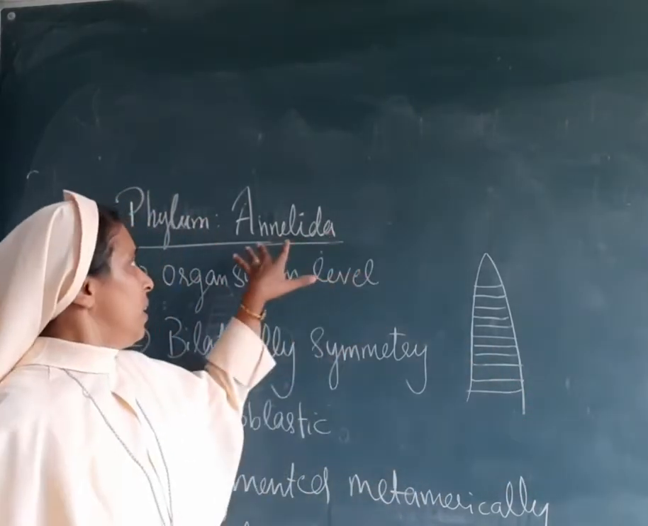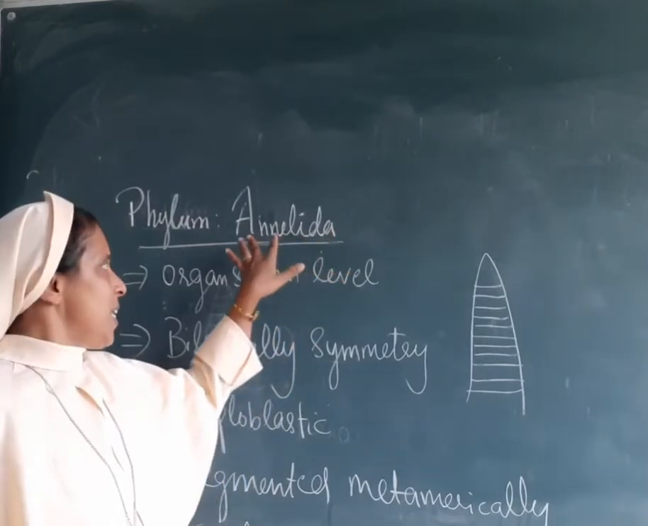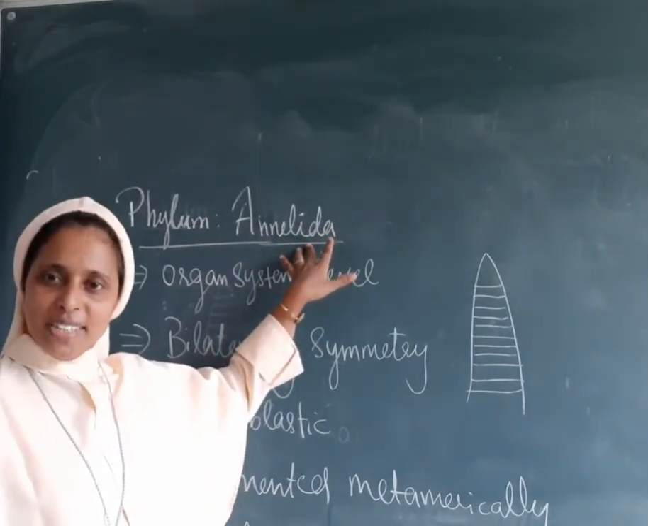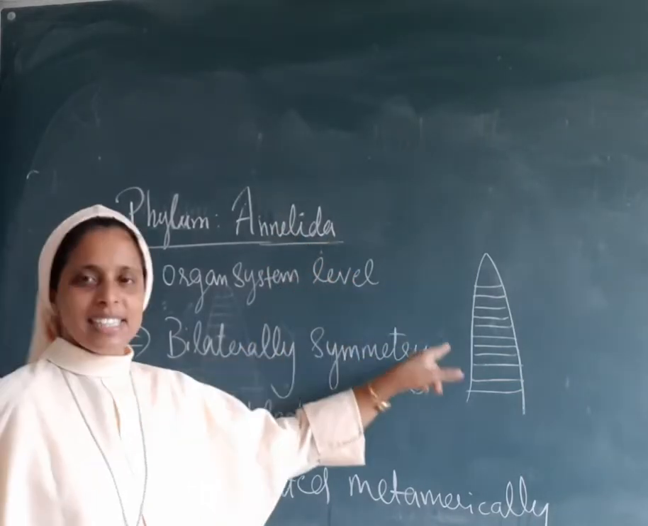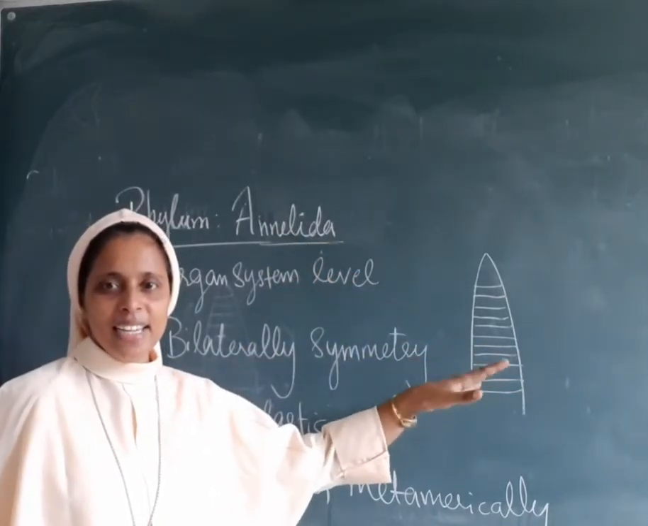Then the main thing that I forgot to say is that Annelida is derived from a Latin word. Annulus means a small ring-like structure. You can see here the ring-like structure.